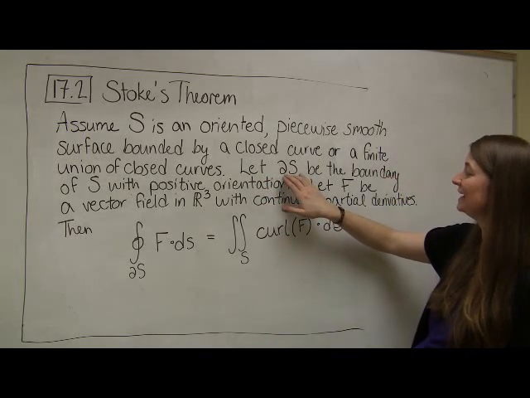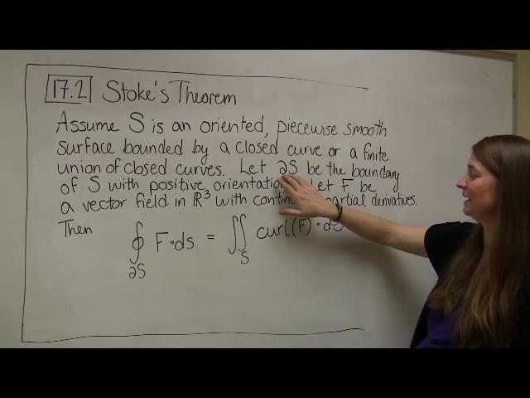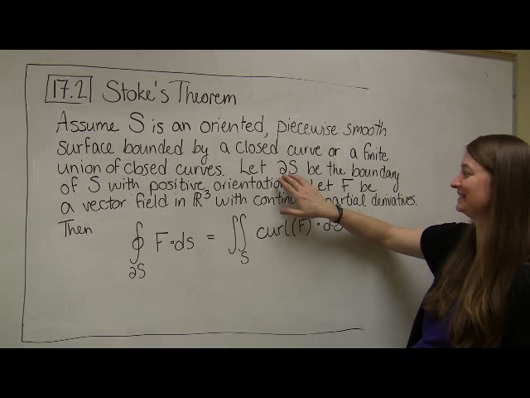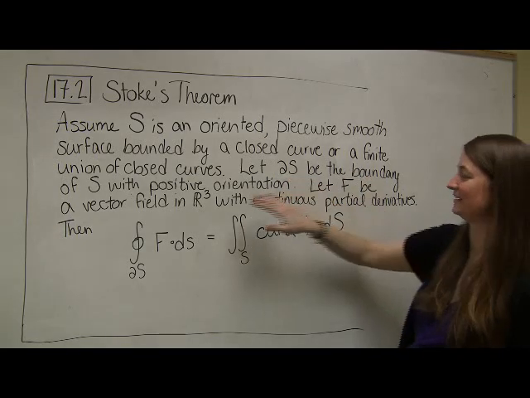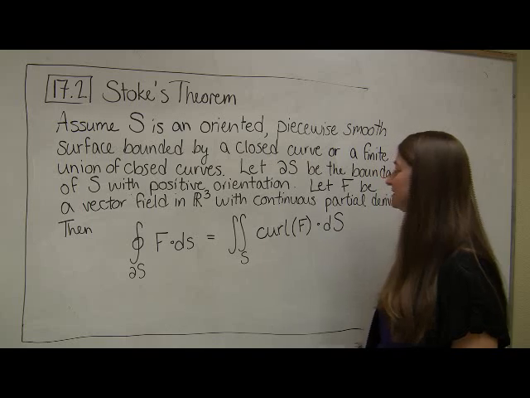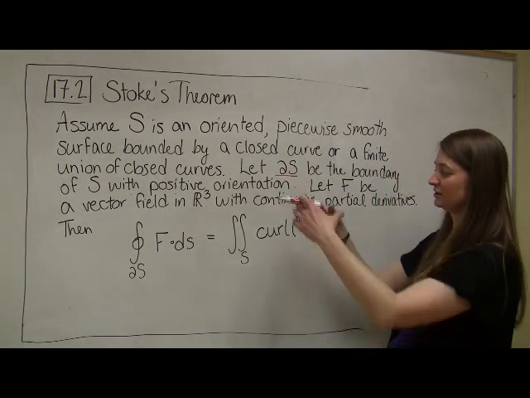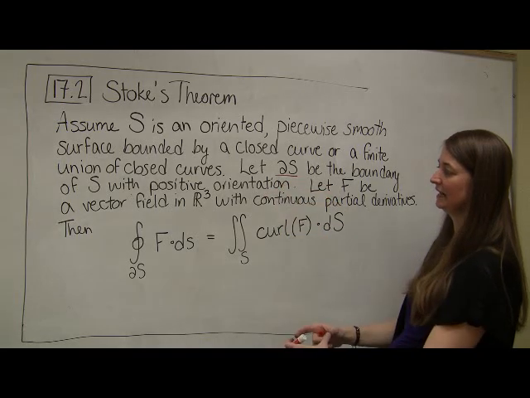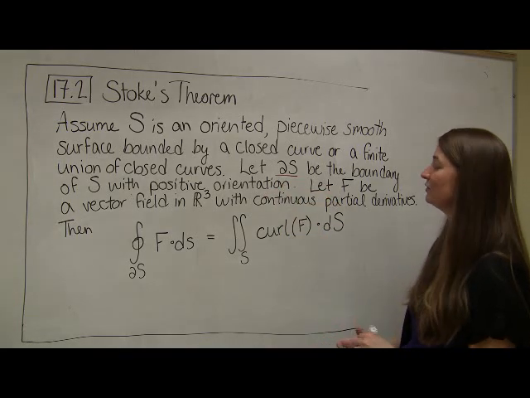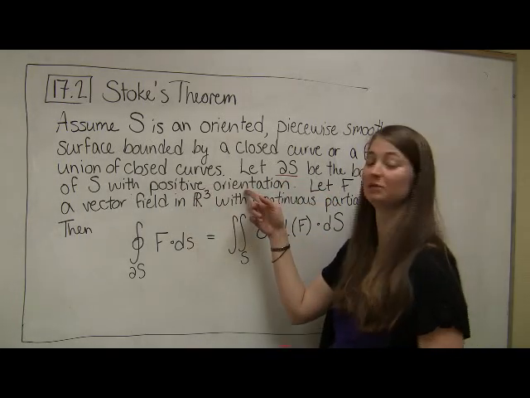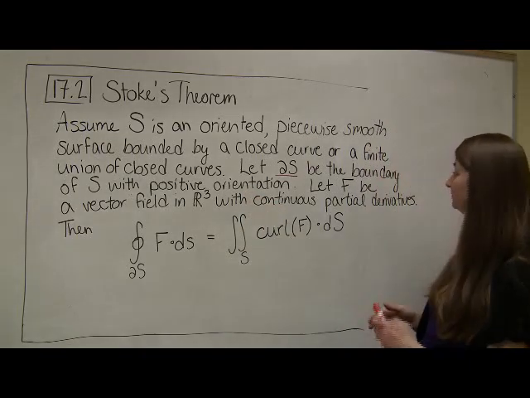Next, we'll let this notation, ∂S, be the boundary of S. Again, I hate this notation, but this is standard notation. This is our boundary of S. Just like with our cylinder, it was the top circle and the bottom circle. And the boundary has to have positive orientation, which is what we just talked about.